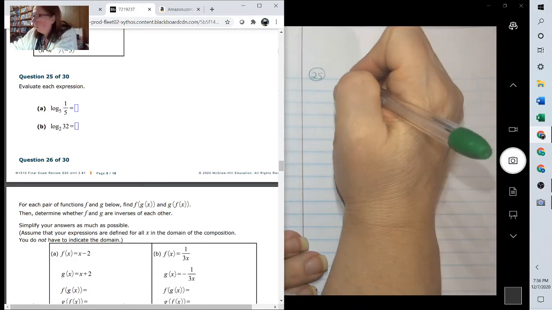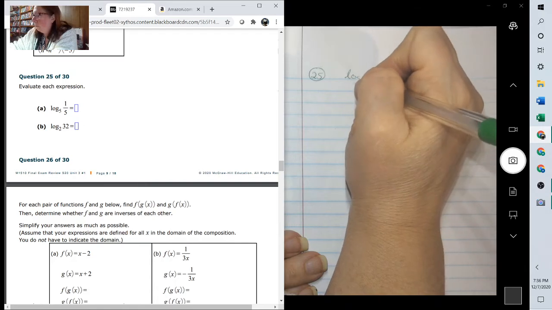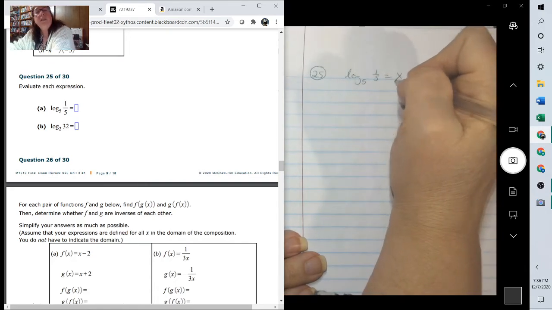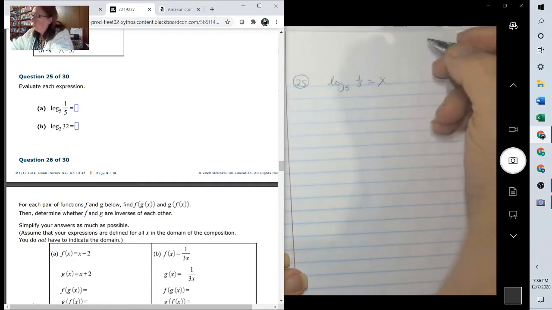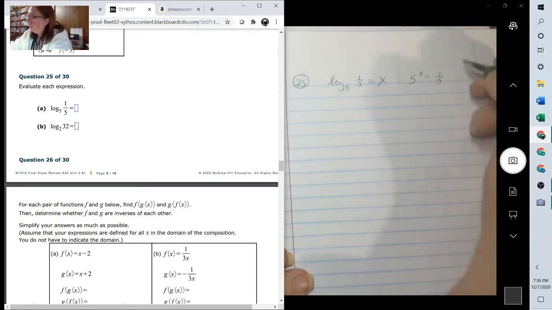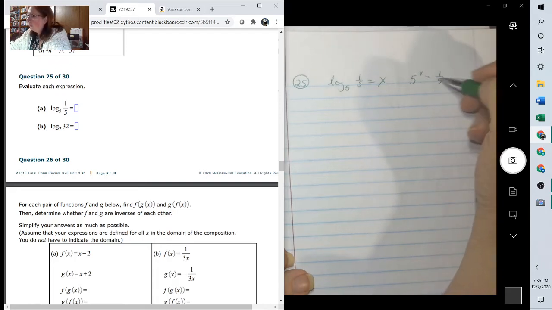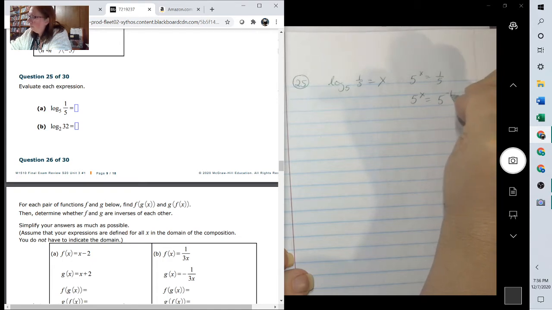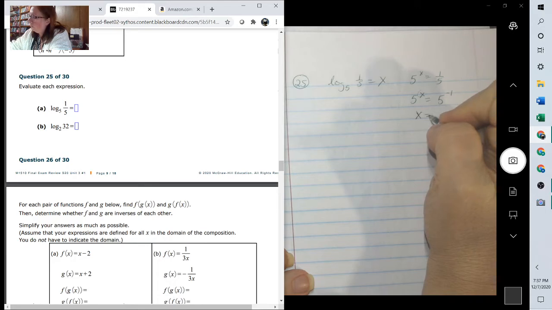Evaluate each. Log base 5 of 1/5. Now what you could do is put an x here and rewrite it. If we rewrite it, 5 to the x equals 1/5. We can get the bases the same by bringing that 5 up. When the bases are the same, the exponents are equal. X equals -1.